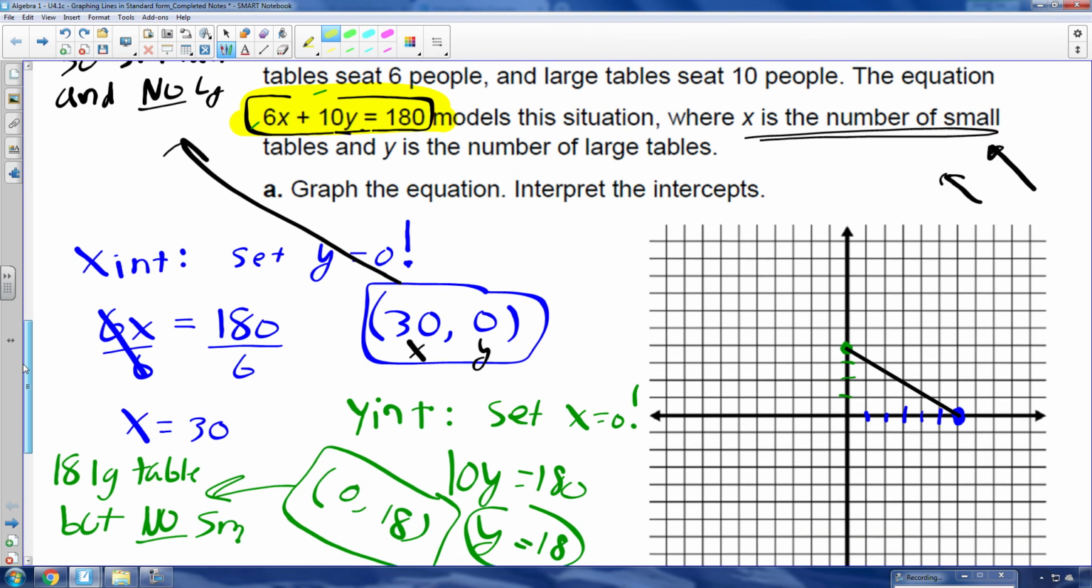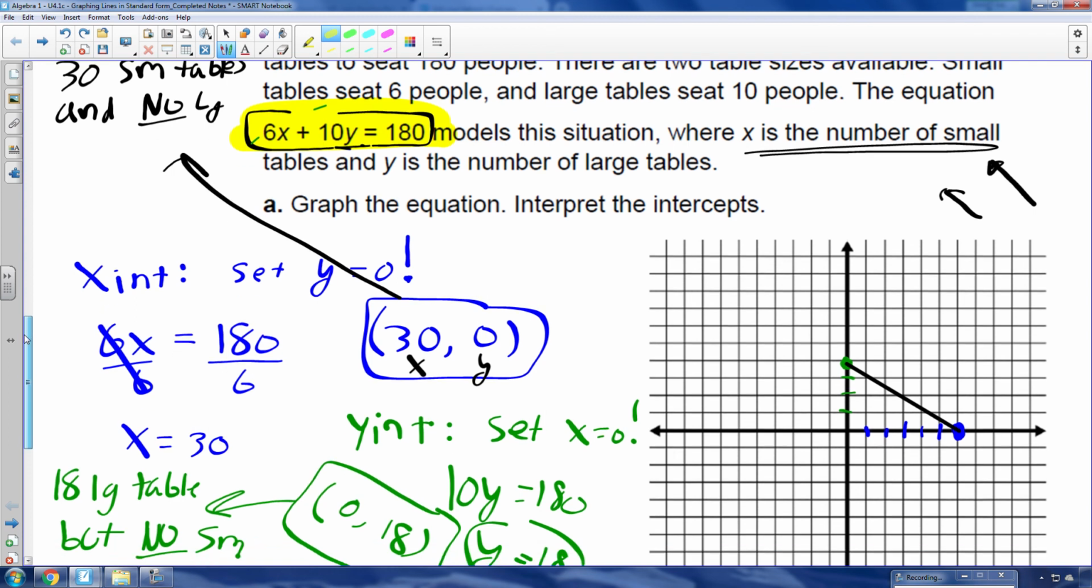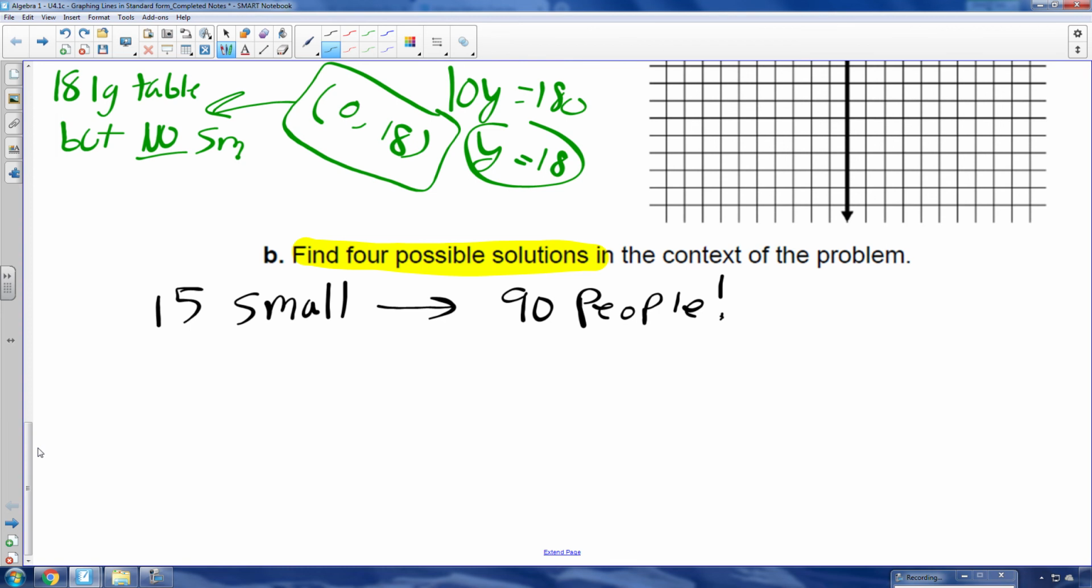I'm going to give you one solution in addition. So we already have 2 of them in a sense, but let's think about one more. Is it possible we could have like 15 small tables? So small tables seat 6 people, right? So if we had 15 small tables, I think we said that they seat 6 people. So 15 times 6 is 90 people.